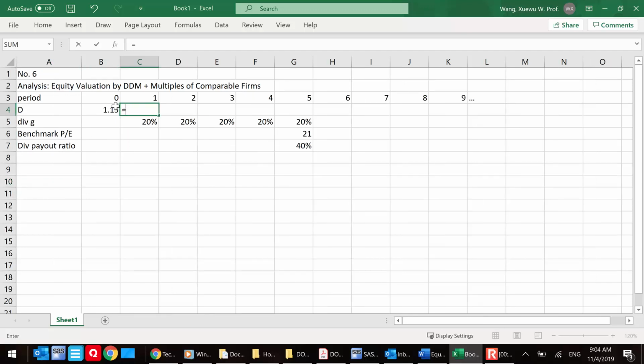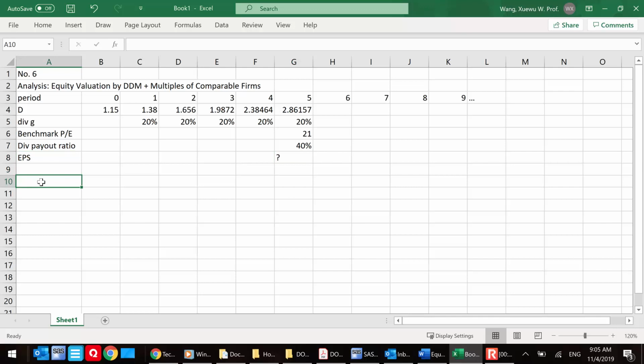You have the dividend today, or the most recent dividend, and then you have the growth rate. So let me calculate the future dividends here. And then we know the benchmark PE ratio is 21 and the payout ratio is 40%. So let me look at what the earnings per share is in year 5.